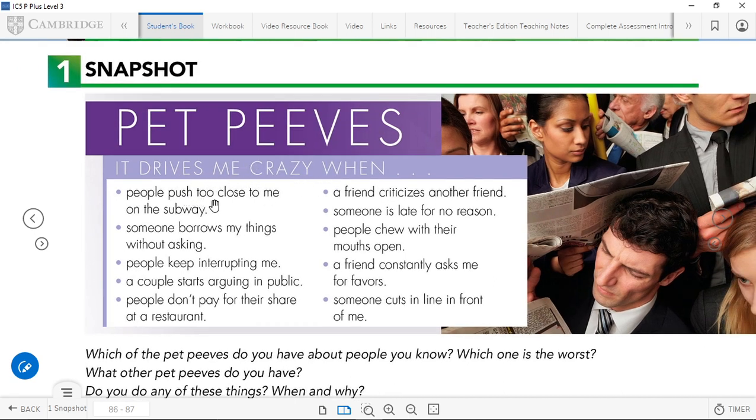It drives me crazy when people push too close to me on the subway. I don't care about that. It drives me crazy when someone borrows my things without asking. That is a pet peeve of mine. It drives me crazy when people keep interrupting me. Yeah, that annoys me a lot.